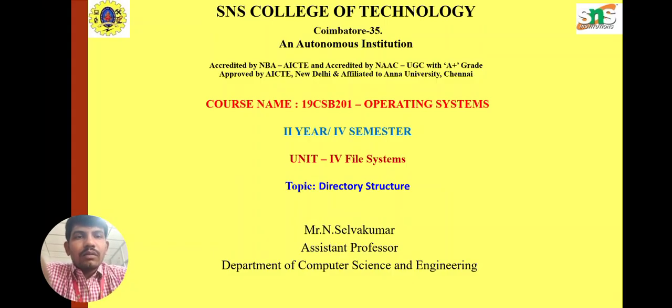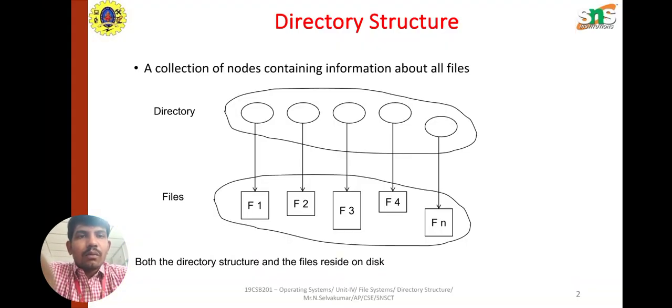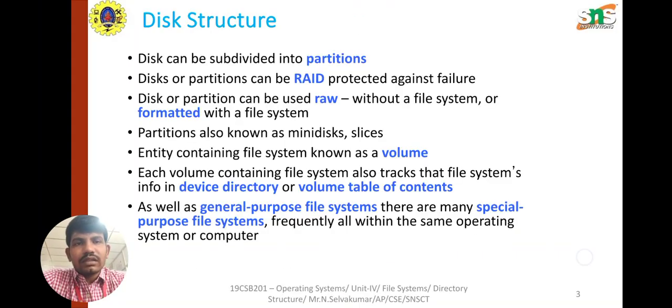Now I'm going to talk about directory structures in a file system. A directory structure is a collection of nodes containing information about all files. For example, in a directory we have files like f1, f2, f3, f4. We have a single directory for single files. Both the directory structure and the files reside on disk.